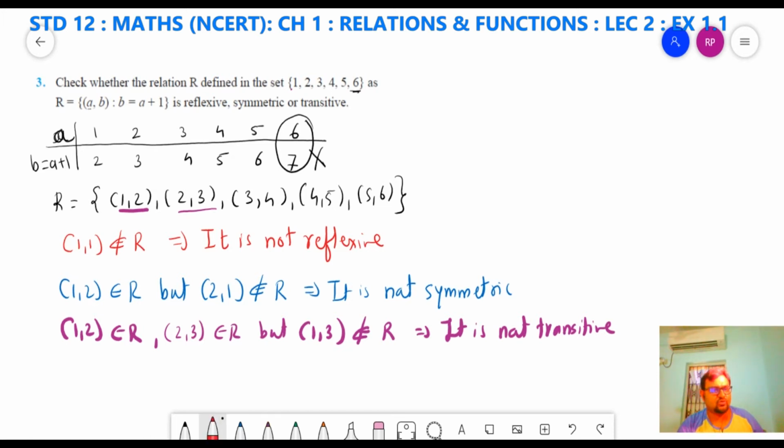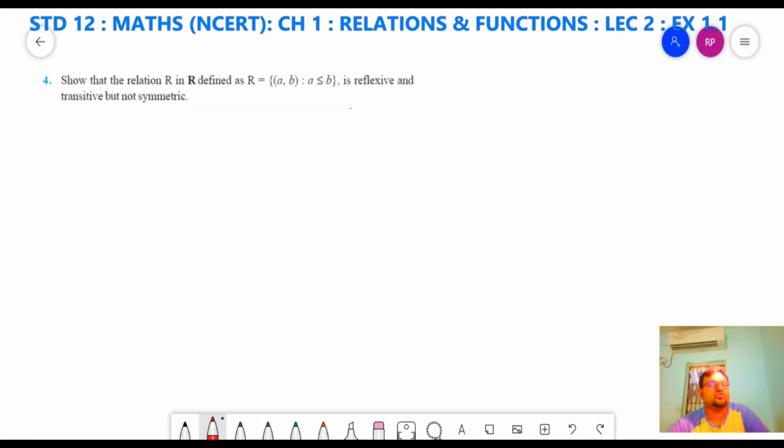Okay, so now let's move to question number four. The relation R in the set of real numbers, so the relation is from R to R, defined as R equal to {(a, b): a is less than or equal to b}, is reflexive and transitive but not symmetric.